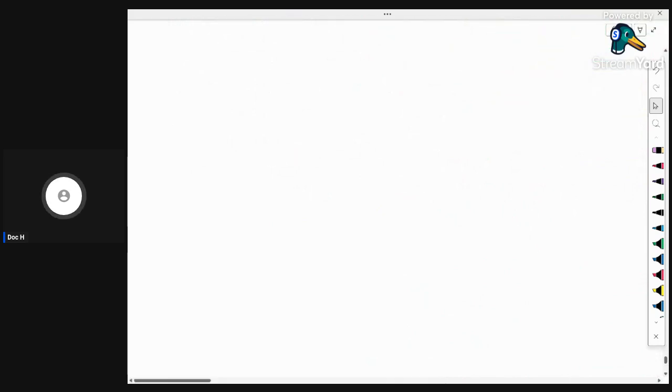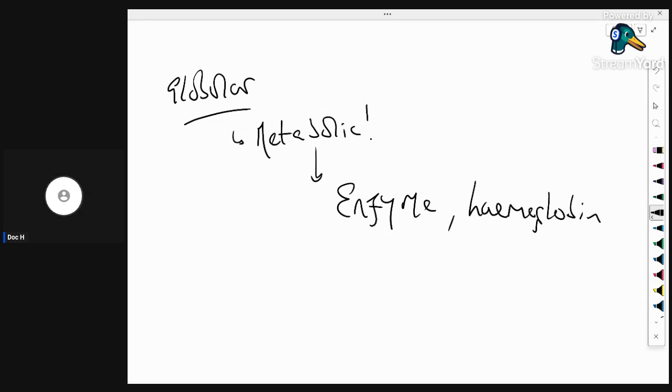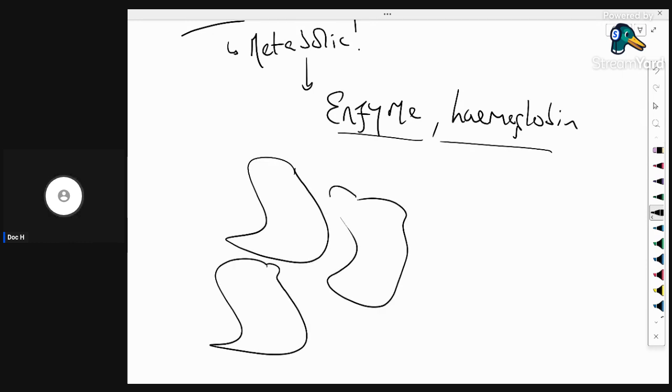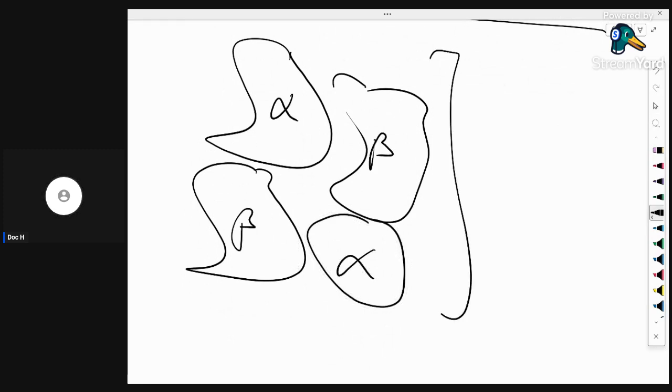The other type of protein are globular proteins, and these have metabolic functions. They're not structural. What that means is they tend to be something like an enzyme, or hemoglobin, or antibodies, that kind of thing. We'll come across structures of these later. Essentially, the tertiary structure is a big blob, and you may have quaternary structure where lots of blobs come together. In the case of hemoglobin, you've got 4 blobs coming together, 2 alpha chains and 2 beta chains. They interact with each other to form a quaternary structure.